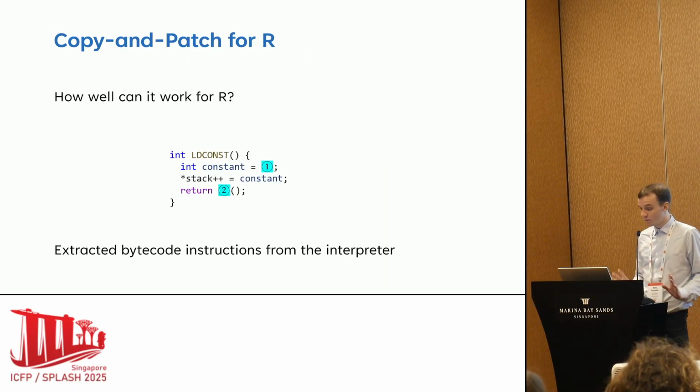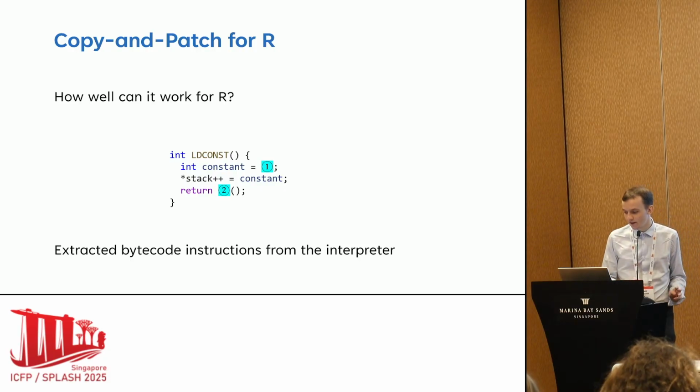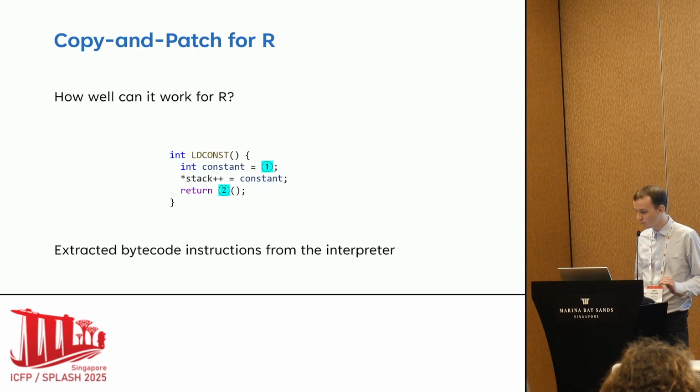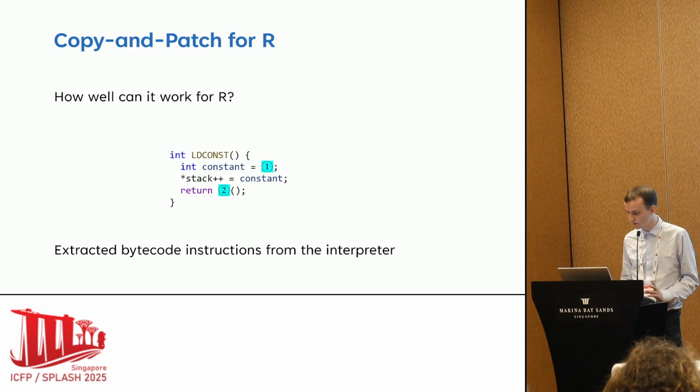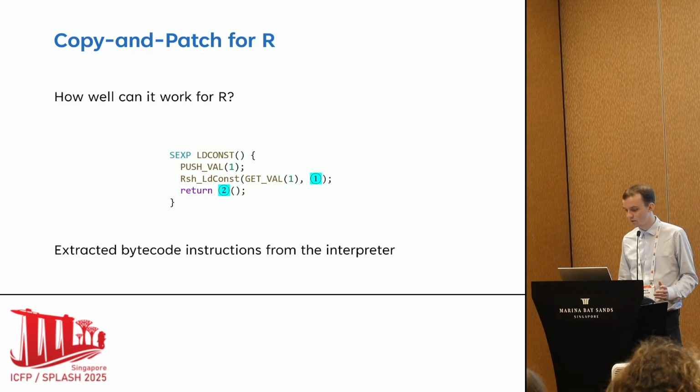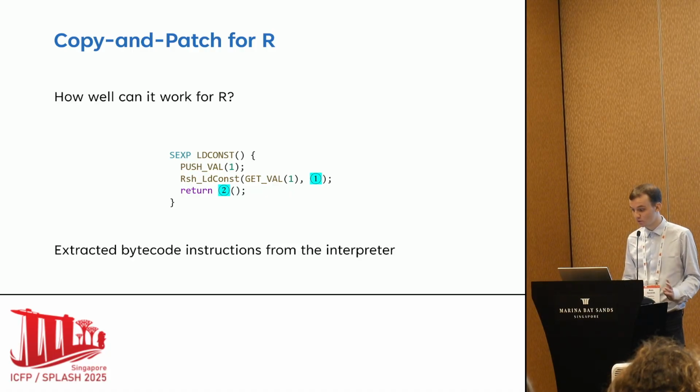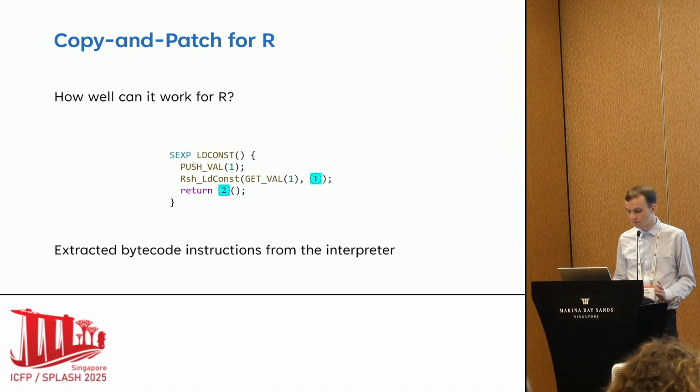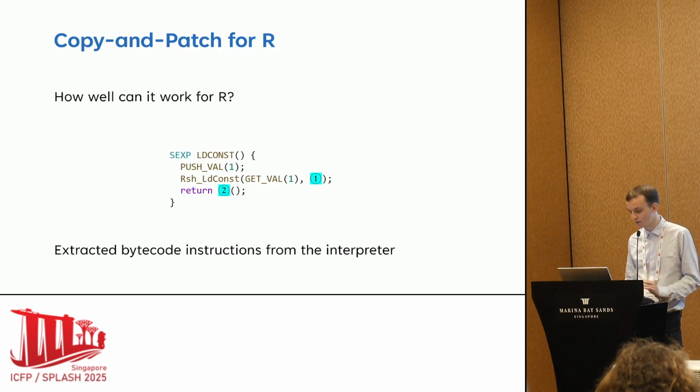Now, after showing how the copy and patch works as an idea, let's see how it can be used in R. What you now see is the ld_const instruction from the toy language. But with a few modifications, we get the real ld_const instructions from the R bytecode. To achieve this, we had to extract the implementation of the instruction from GNU R. This was not as trivial as in the toy language, because GNU R's bytecode implementation is tightly coupled with its runtime, so we sometimes had to do some modifications to make the instructions standalone.